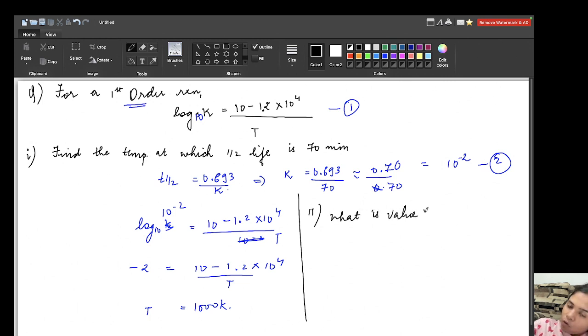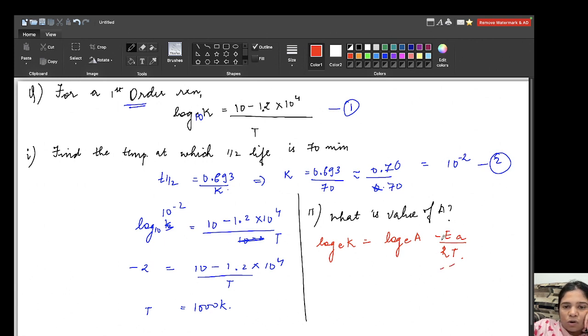What is the value of A? Now, how will you find this particular thing? We know log base e K equals log base e A minus EA by RT. Now, log K was already given to you, right? EA by RT is also given. Everything is given to us. This we know, this we know.